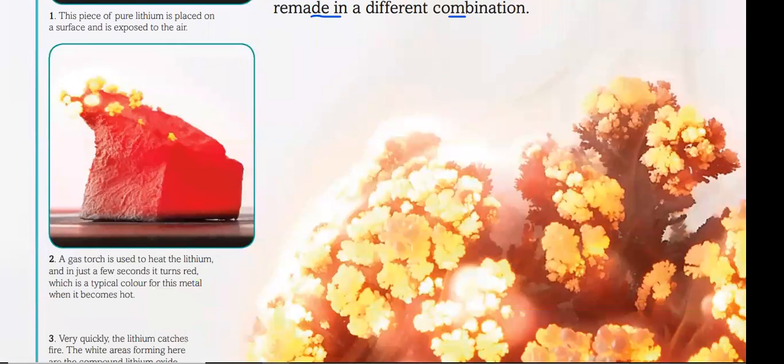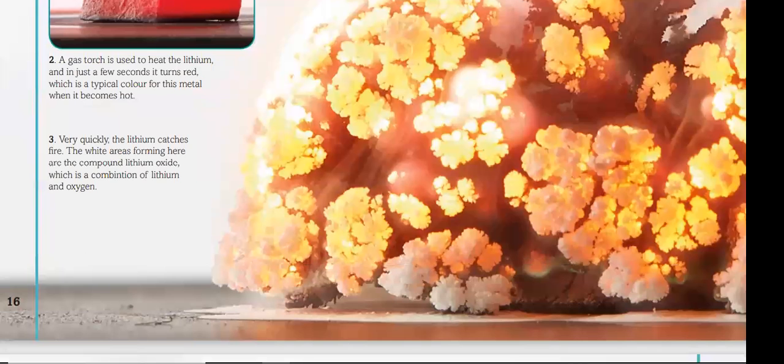And another one, you see, this is the red colored picture. It says the gas torch is used to heat the lithium, and in just a few seconds, it turns red, which is a typical color for this metal when it becomes hot. Next, very quickly, lithium catches fire. The white areas forming here are a compound of lithium oxide, which is a combination of lithium and oxygen. So this is nothing but lithium oxide.